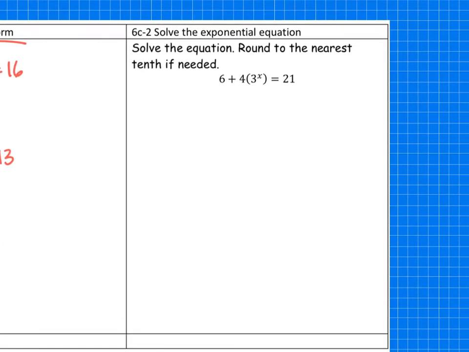So first step, like anything else, make sure you have the difficult part alone. In this case, it's the base and the exponent. You want to get that part alone. So we're going to use, shockingly, the inverse operations backwards again. I need to get rid of that 6. So I got 4 times 3 to the x equals 15. Get rid of the 4 by dividing. So I've got 3 to the x equals something. 3.75. It's late. I apologize.